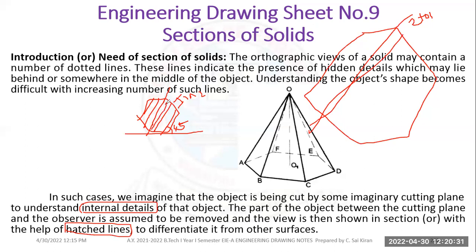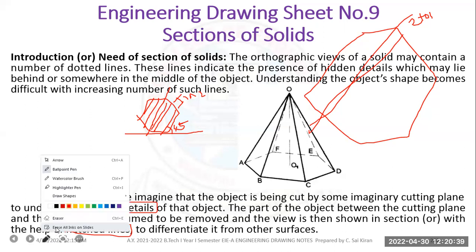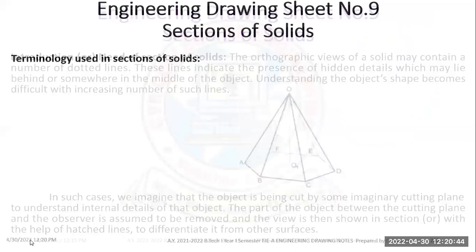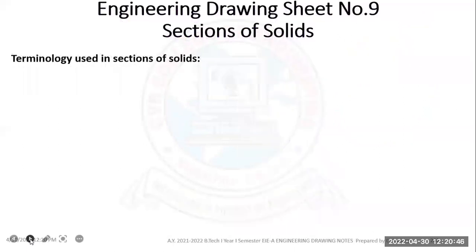So it compulsorily should touch the outer boundary, and only then should it start. Okay. So these are the things you have to remember when you are solving problems on sections of solids. You have to know a few terminologies. What are these terminologies we are using in sections of solids?